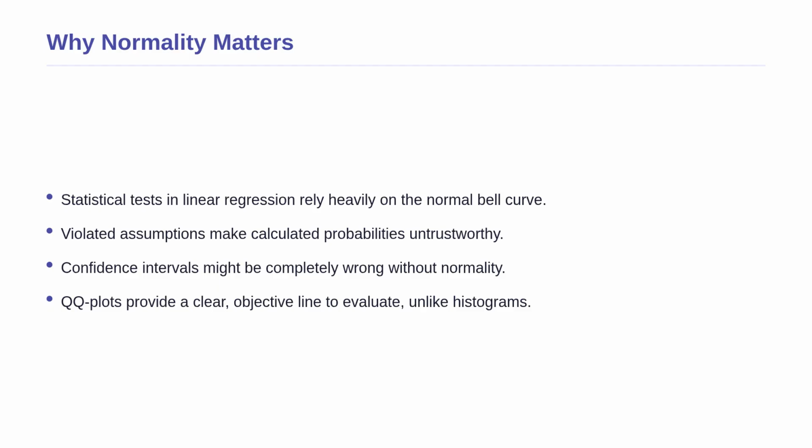So, why does all of this matter in the real world? In linear regression, all of our statistical tests, like checking if a variable is significant or building confidence intervals, rely heavily on the assumption that the errors follow a normal bell curve. If this assumption is violated, our calculated probabilities become untrustworthy, and our confidence intervals might be completely wrong. The QQ plot is the most reliable, universally used visual tool to check this assumption because it provides a clear, objective line to evaluate, unlike a simple histogram.